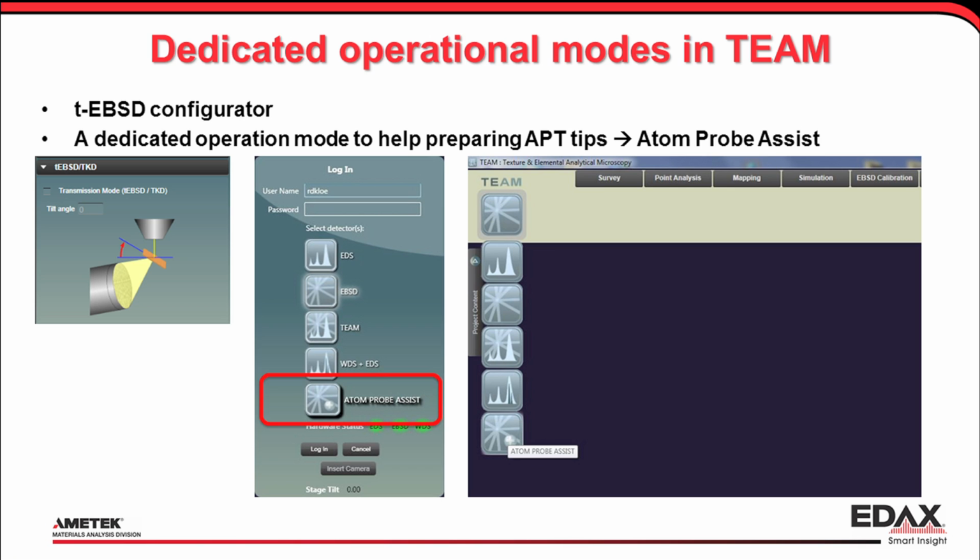Another mode that we have is a very specialized mode for atom probe tomography specimen preparation. We call that atom probe assist. It's a modification of the transmission EBSD. You can select it in the TEM software. It's a special mode over there.